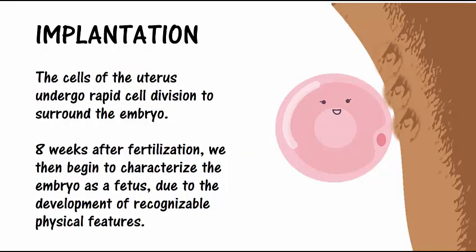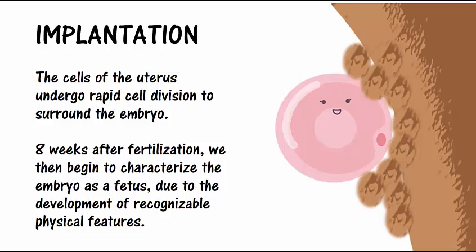The cells of the uterus will undergo rapid cell division to surround the embryo. About 8 to 9 weeks after fertilization, we then begin to characterize the embryo as a fetus due to the development of recognizable features.